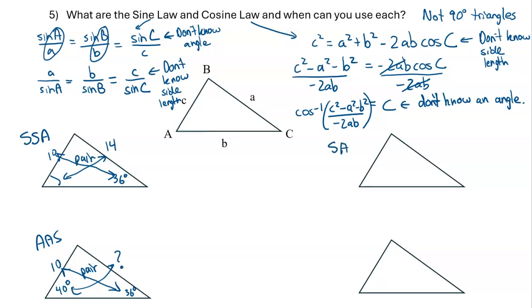What about the cosine law? The cosine law can be used when a triangle has side, angle, side. I like to say a triangle is giving you SAS. When it's doing that, we cosine it.